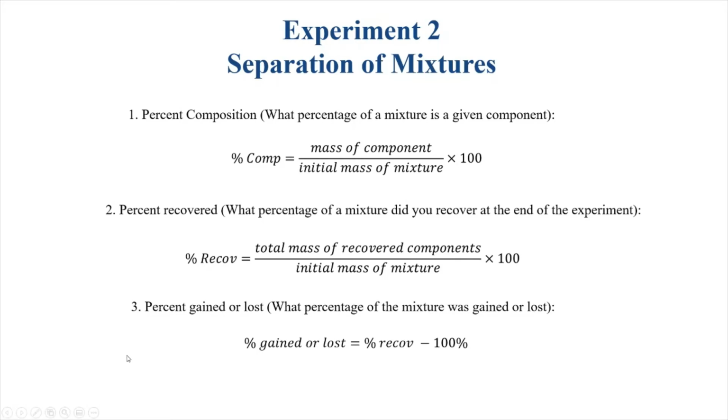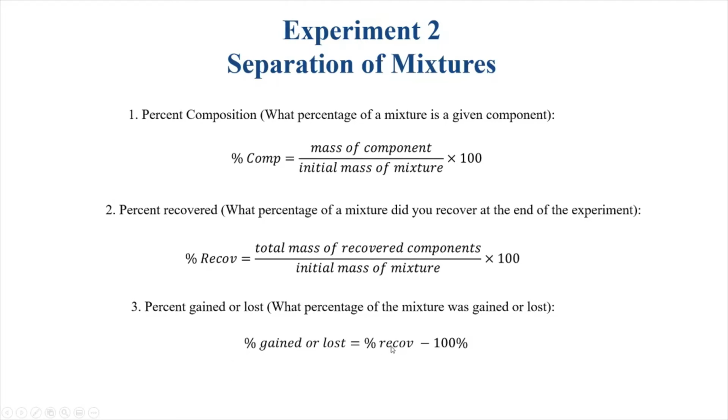Okay, and then the last one that we have to define is the percent gained or lost. So we know what the percent recovered is, and then the question is, can we redefine that as how much of the material did we either gain or lose? The way that we would calculate this is we would take our percent recovered minus 100%, which is what we should have gotten back, and then this will tell us our percent gained or lost.